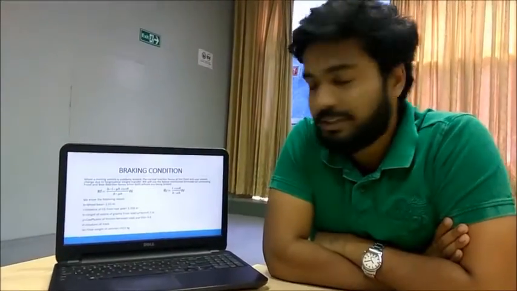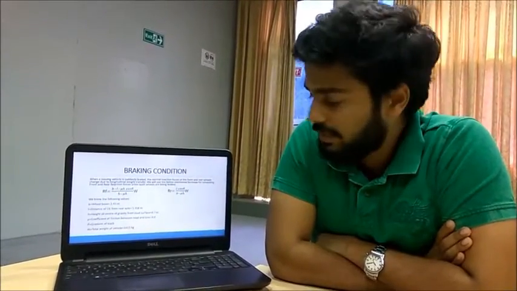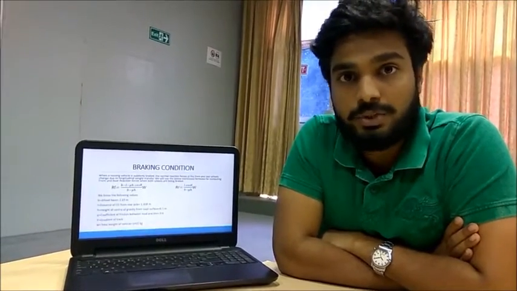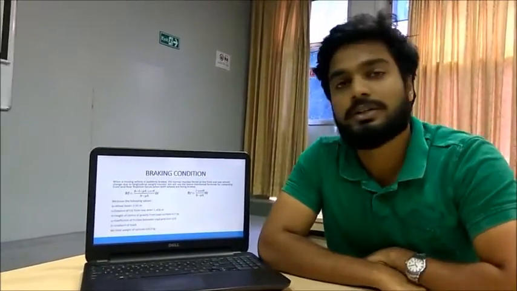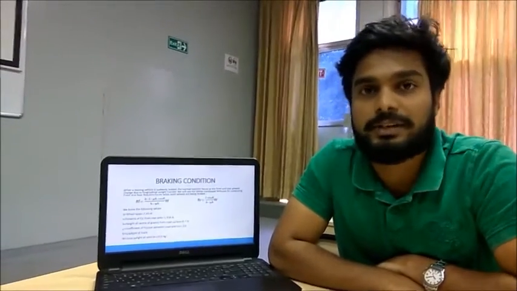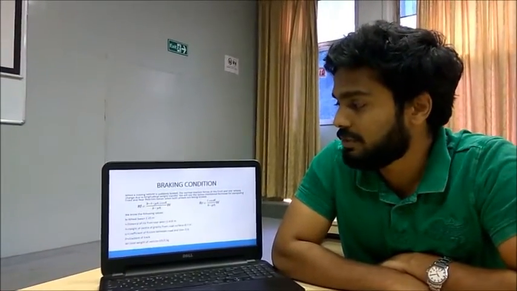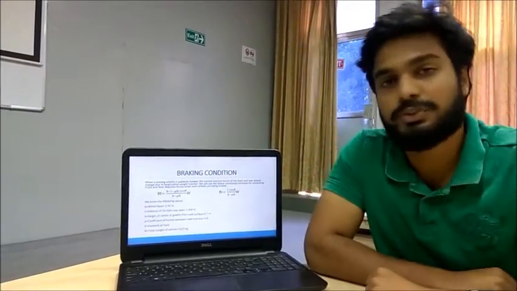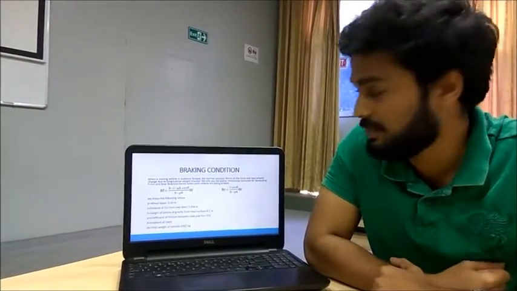Now we come to braking condition. As we all know, braking conditions are a big part of vehicle dynamics. So we are trying to calculate the reactive forces acting on the front and the rear wheel and the stopping distance of a Swift, so that we may put those into account when designing a vehicle dynamic system.